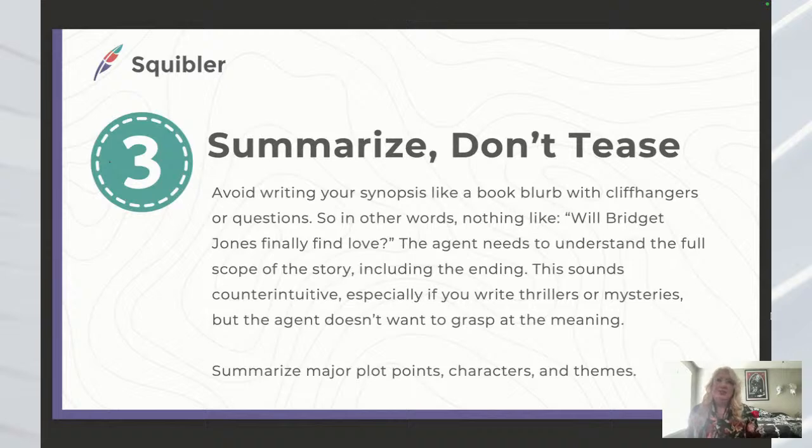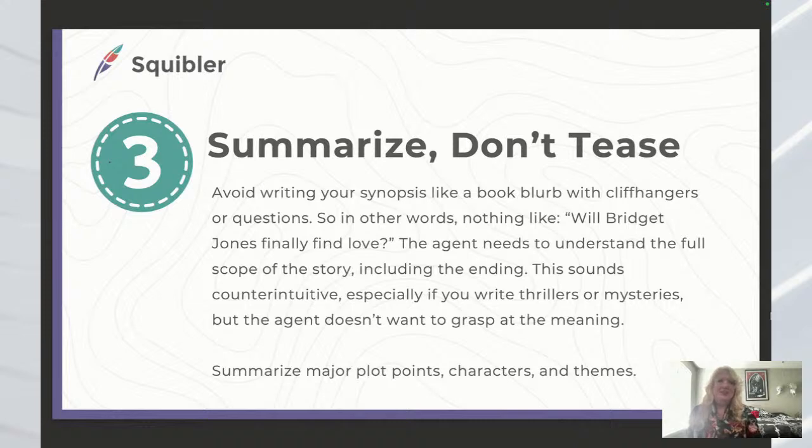You also want to make sure that you summarize and don't tease. You want to avoid writing your synopsis like a book blurb with cliffhangers or questions. So in other words, you don't want to write anything like, will Bridget Jones finally find love? The agent needs to understand the full scope of the story, including the ending. You have to answer that question. Yes, Bridget Jones will find love.